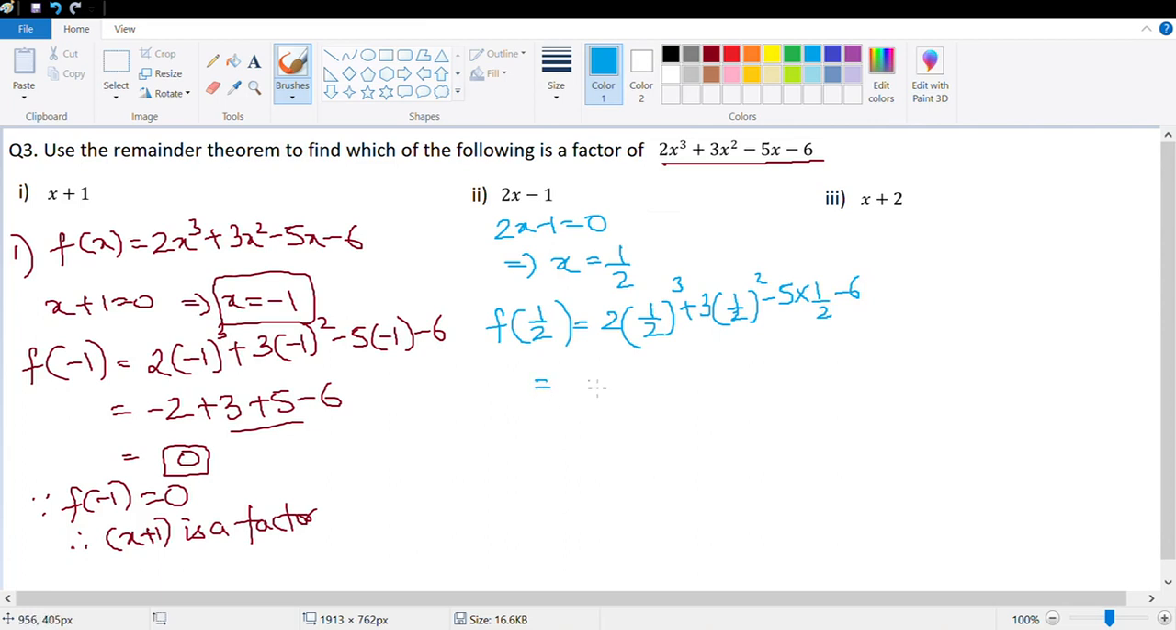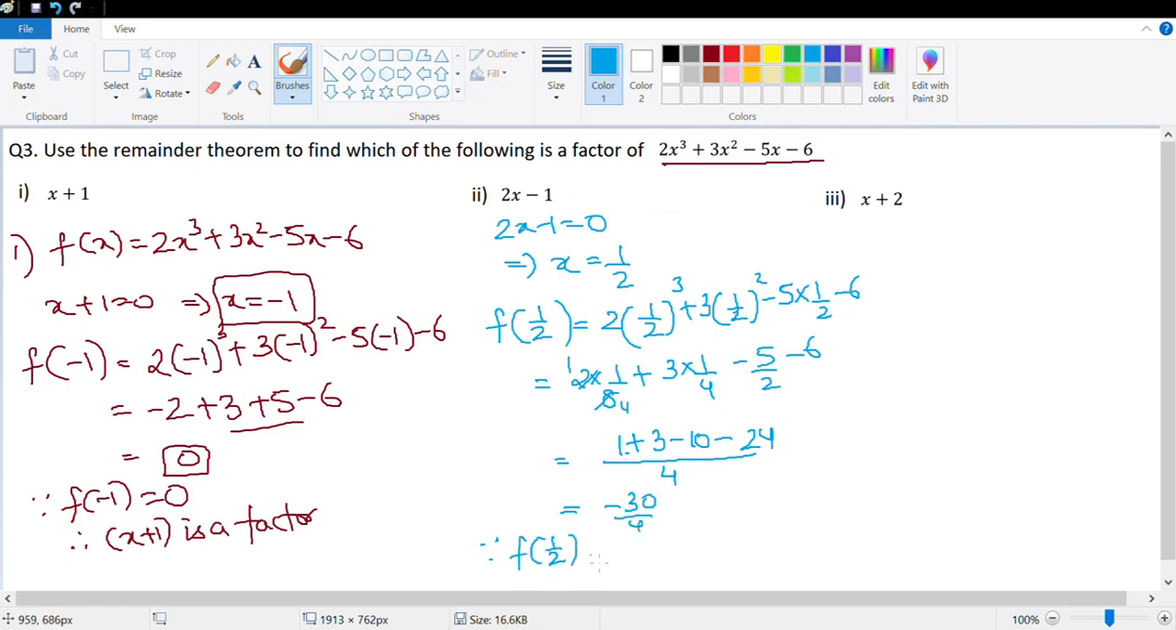That's 2 multiplied with 1 upon 8 plus 3 multiplied with 1 upon 4 minus 5 upon 2 minus 6. Let's take the LCM. The LCM will be 4. So this will be 1 plus 3 minus 10 minus 24. That's negative 30 upon 4. So since f of 1 by 2 is not equal to 0, therefore 2x minus 1 is not a factor.